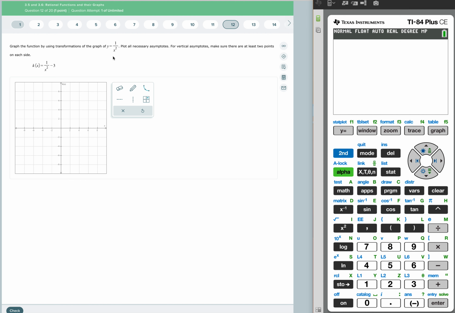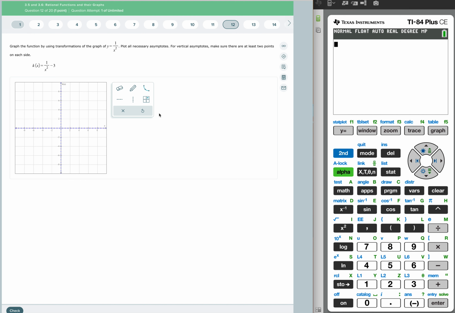So let's first talk about the asymptotes for the parent function 1 over x squared. For a vertical asymptote, we set the denominator equal to 0. So that would definitely be when x is 0. So we grab that vertical asymptote, and x equal to 0 is its vertical asymptote. For the horizontal asymptote, the degree of the numerator is 0 and the degree of the denominator is 2. So we know that y equals 0 is the horizontal asymptote.